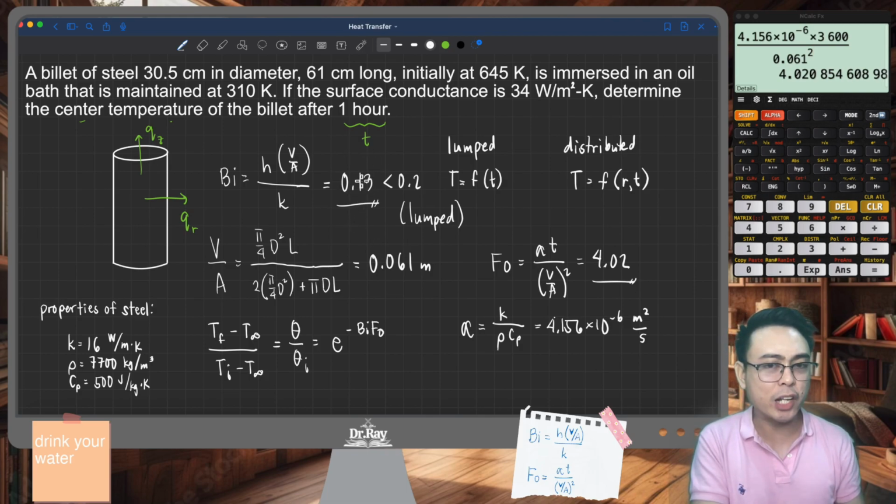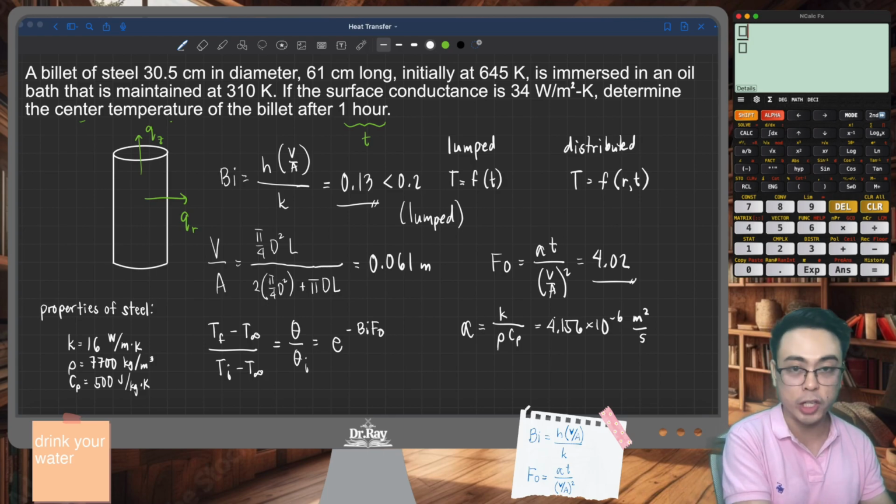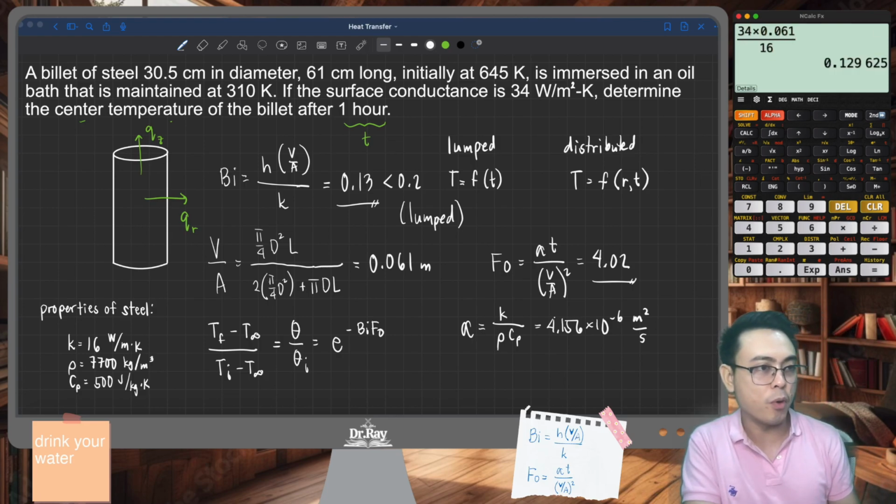Now I'm going to recalculate my Biot number from earlier, because remember that I just rounded it off to two decimal places, but we might incur a large error if we do that. So let me place more decimal places to that. That's 34 times 0.061 divided by 16. That's roughly 0.1296. Let's use that.